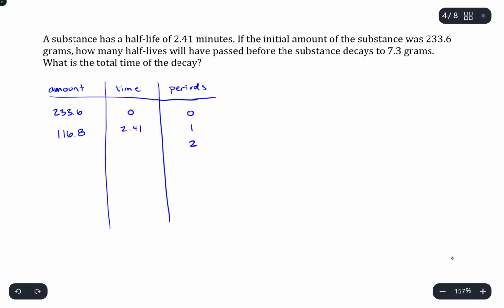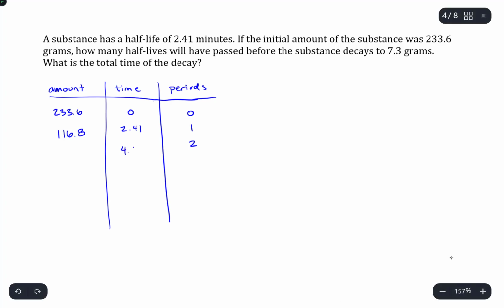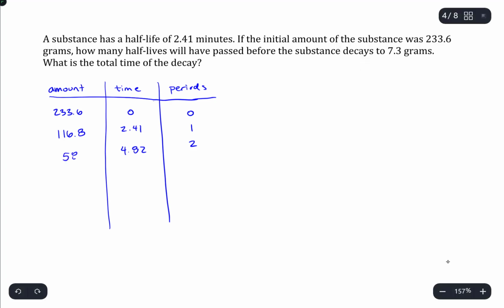All right, so another time period passes. So another 2.41 minutes passes. So that means we need to take 2.41 times 2. So now we're at 4.82 minutes. Well, every time 2.41 minutes passes, we lose half of the original amount. So now we're here at 116.8 divided by 2, which is 58.4.